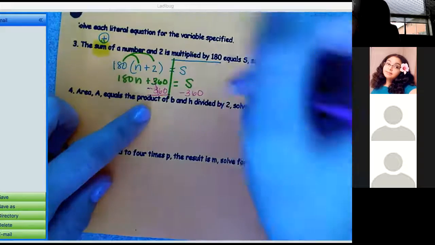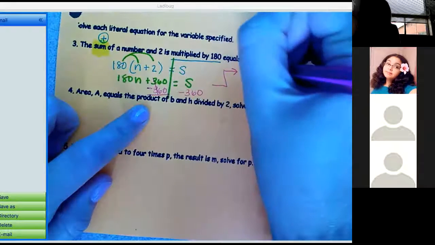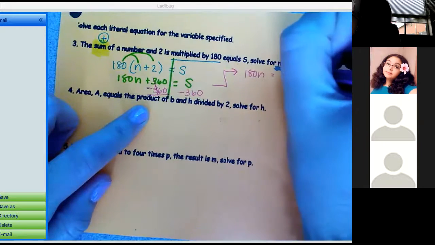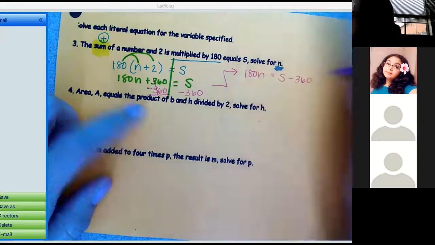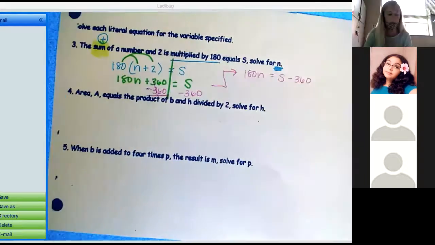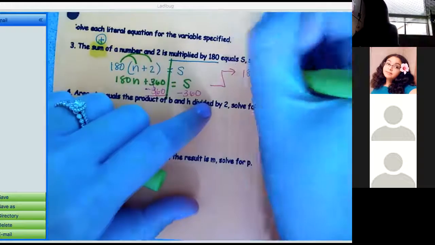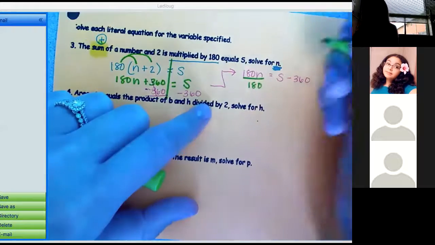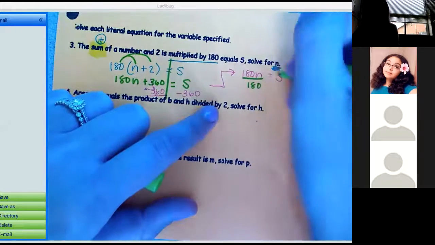Minus 360. So now do you agree that we have 180n equals s minus 360? Yes. Okay, and how do we get n by itself? How do we move that 180? You have to divide. There we go. Jaquez and Ashley and Paul, y'all are getting some extra credit. Good job.